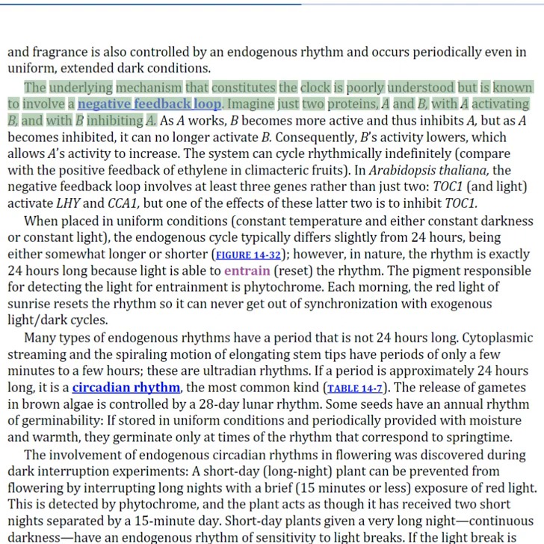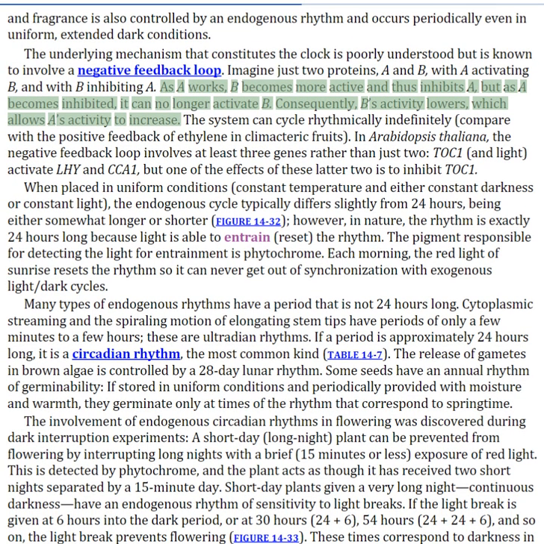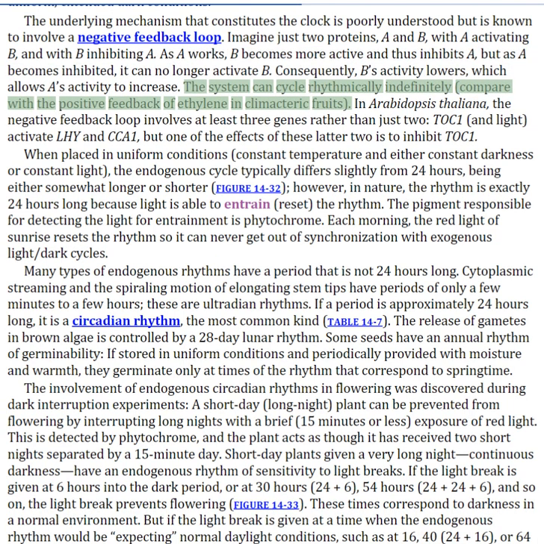The underlying mechanism that constitutes the clock is poorly understood but is known to involve a negative feedback loop. Imagine just two proteins, A and B, with A activating B, and with B inhibiting A. As A works, B becomes more active and thus inhibits A, but as A becomes inhibited, it can no longer activate B. Consequently, B's activity lowers, which allows A's activity to increase. The system can cycle rhythmically indefinitely.